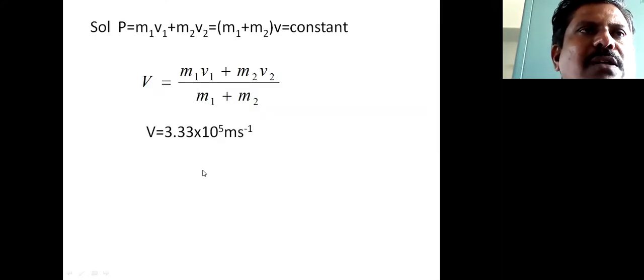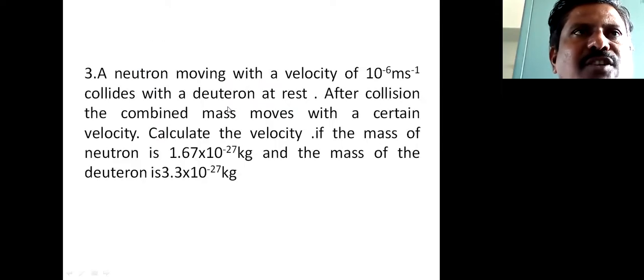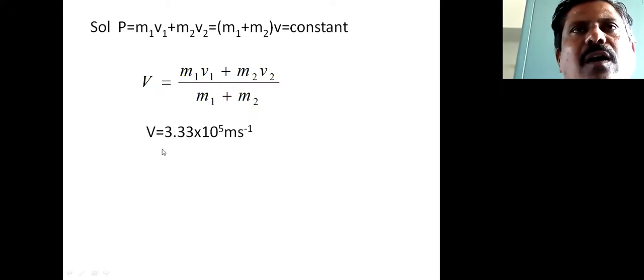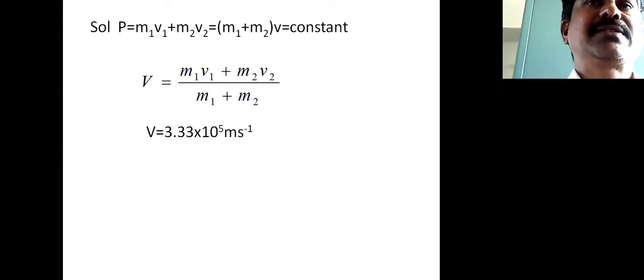Whereas the neutron mass is 3.3 × 10^-27 kg. So you substitute these two values, and the velocity of your neutron is 10^-6 m/s. On inserting these values, the final velocity of the coexisting single mass, the combined mass of your neutron and neutron, is 3.3 × 10^5 meter per second.